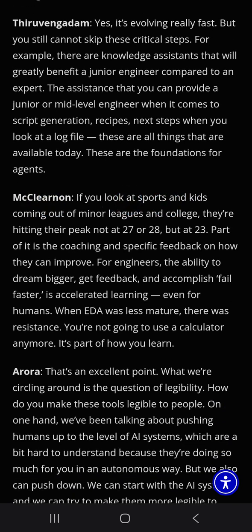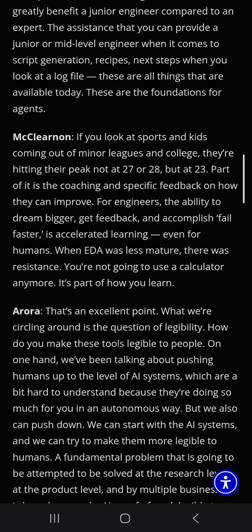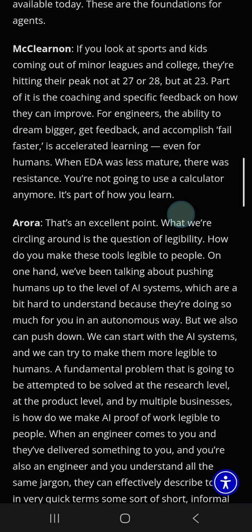McLaren: If you look at sports, kids coming out of the minor leagues and colleges are hitting their peak not at 27 or 28 but at 23. Part of it is coaching and specific feedback on how they can improve. For engineers, the ability to dream bigger, get feedback, and fail faster is accelerated learning. Even for humans, when it was less mature, there was resistance: you're not going to use a calculator anymore. It's part of how you learn.